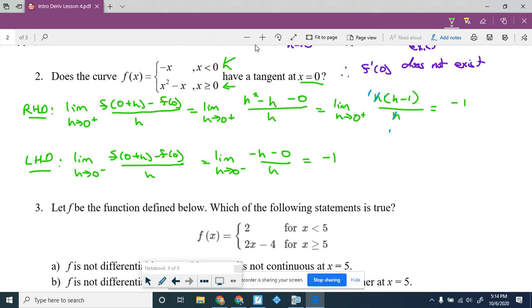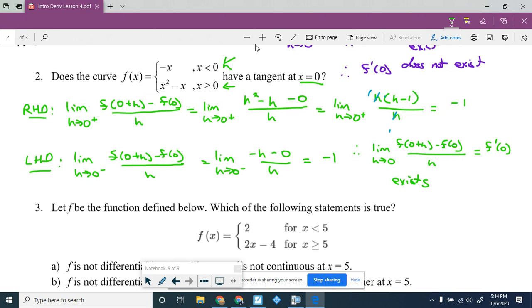Oh, look at that. Since the right-hand derivative and the left-hand derivative are the same, that means the limit as h goes to 0 from both sides of f of 0 plus h minus f of 0 all over h, oh, by the way, that's f prime of 0, that's what this means, exists and it's actually equal to negative 1.